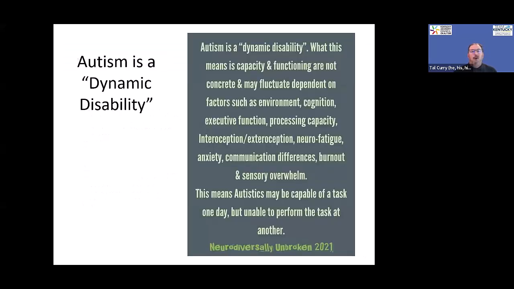So another way to look at this is autism is a dynamic disability. This was created by an autistic, and I'll read it here for you. Autism is a dynamic disability. What this means is capacity and functioning are not concrete and may fluctuate depending on factors such as the environment, cognition, executive function, processing capacity, interoception, exteroception, neurofatigue, anxiety, communication differences, burnout, and sensory overwhelm. This means autistics may be capable of a task one day, but unable to perform the task another. So it's fluid. And it's also what we would call an invisible disability, as well as a dynamic disability.